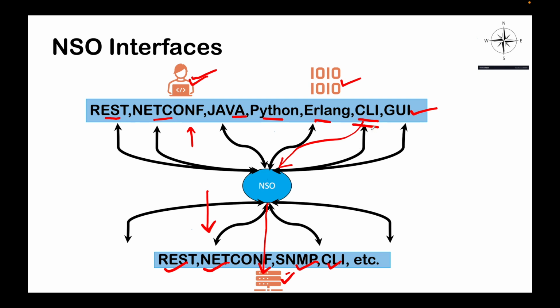In my demonstration, the path I am going to follow is this: I am going to configure NSO with CLI, and then NSO is going to use CLI to configure the end devices. So this is the path which I am going to use. I'll also show you the GUI, and I will also show you a little bit of REST configuration. So let me move to the next section of the video, which is demonstrations.